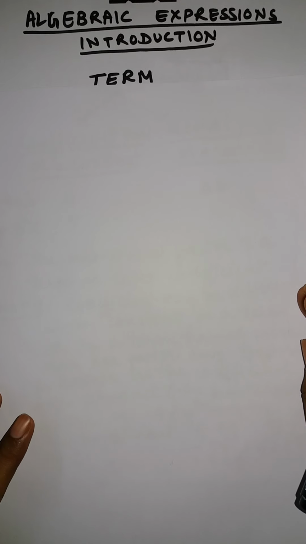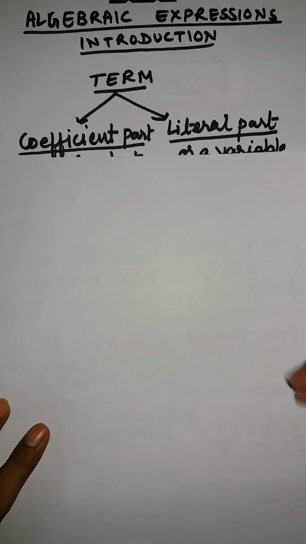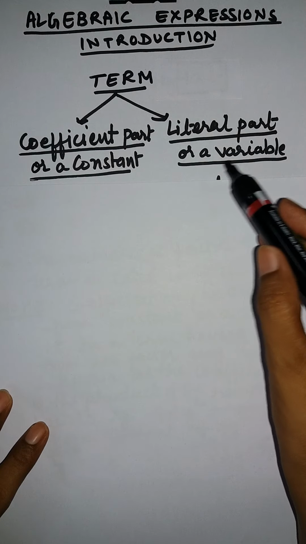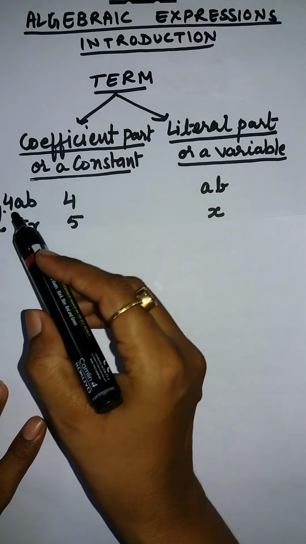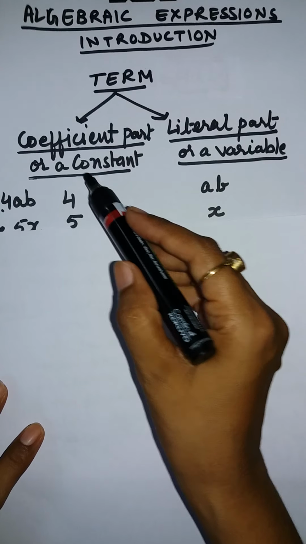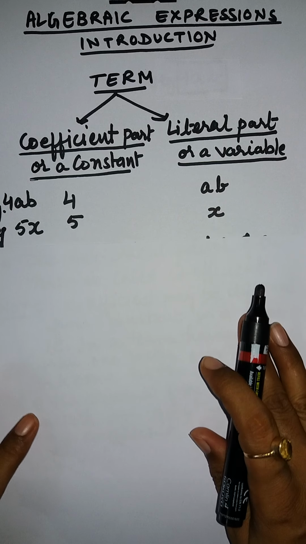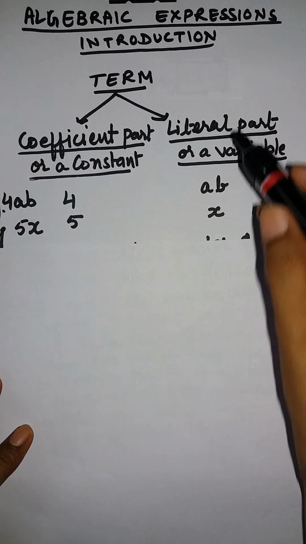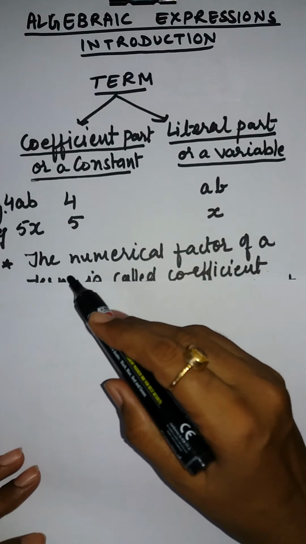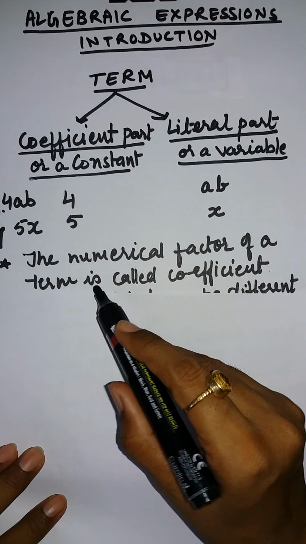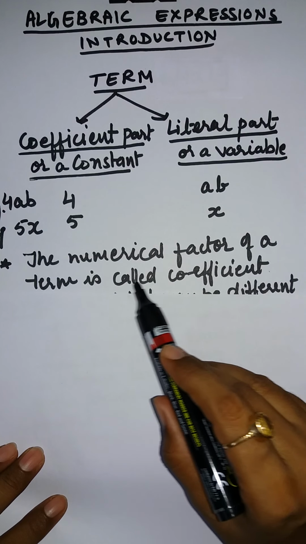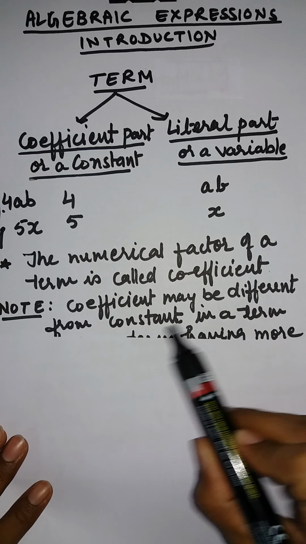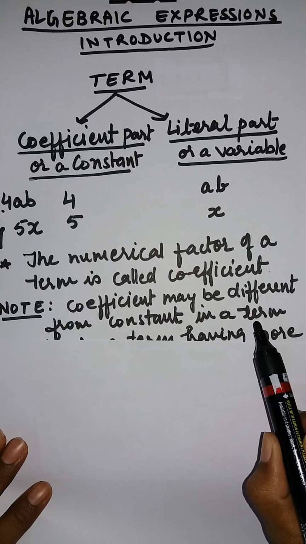A term also has two parts in it. Let's see. Coefficient part, which is also called the constant, and literal part or variable. For example, 4ab, where 4 is the constant part and ab is the literal or variable part. 5x: 5 is the constant or coefficient part and x is the variable or literal part. The numerical factor of a term, here 4 and here 5, is called a coefficient. Note that the coefficient may be different from the constant in a term.